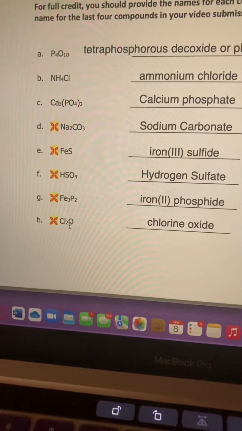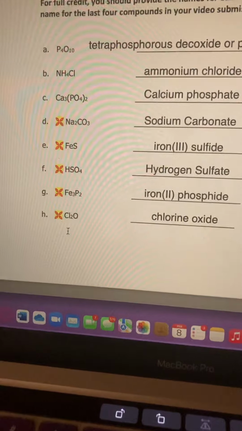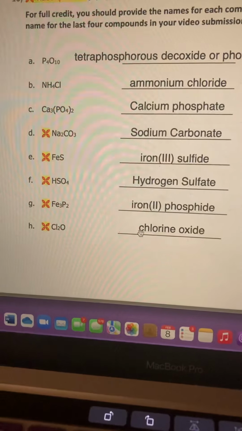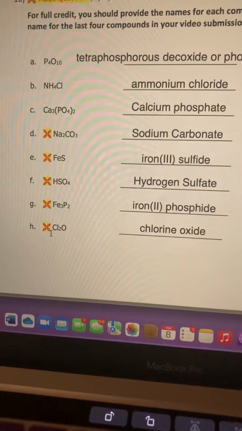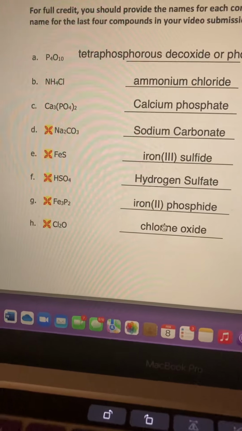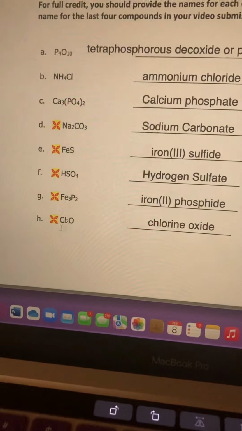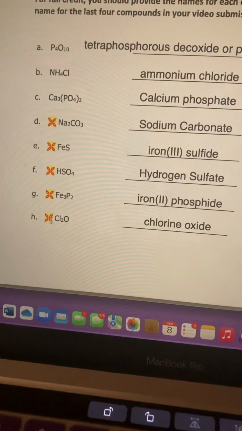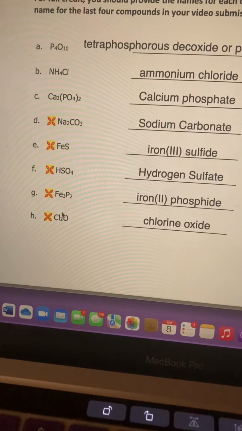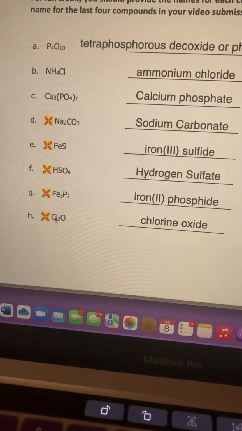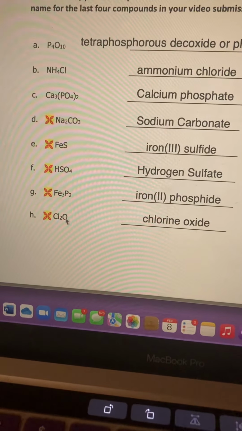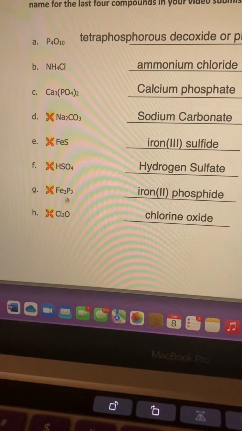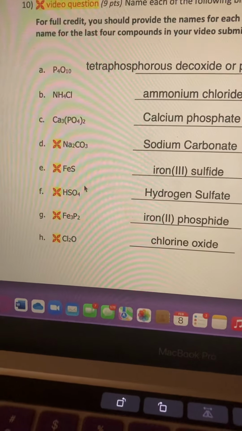And this is just chlorine oxide. This is either chlorine oxide or chloride oxide. But either way, it's chloride. Chloride has a charge of 1 negative, and oxide has a charge of 2 negative, and that is that.